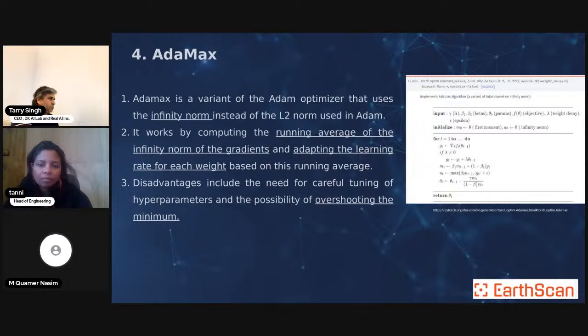Basically, what it does is compute the running average of the infinity norm of the gradient, and again it adapts the learning rate for each parameter separately. Similar to the Adam optimizer, it also has the problem of overshooting the minimum. You should look into all these algorithms so that you can better understand how each algorithm works.